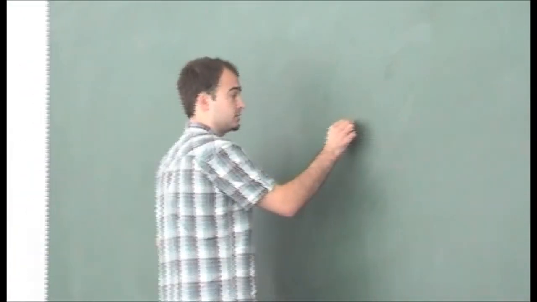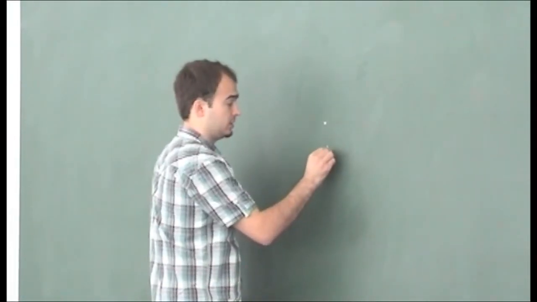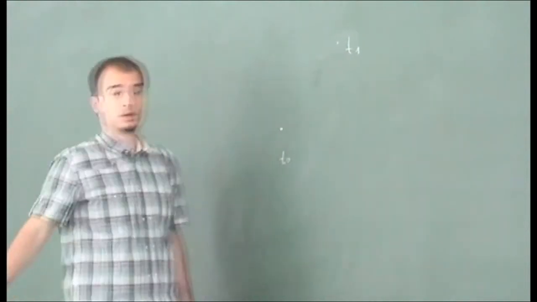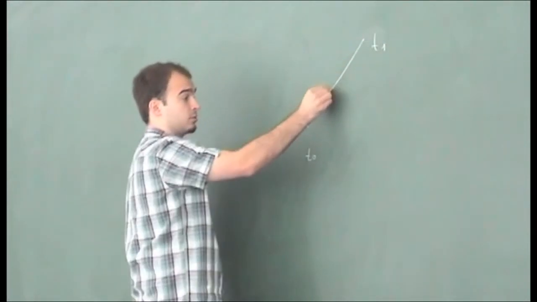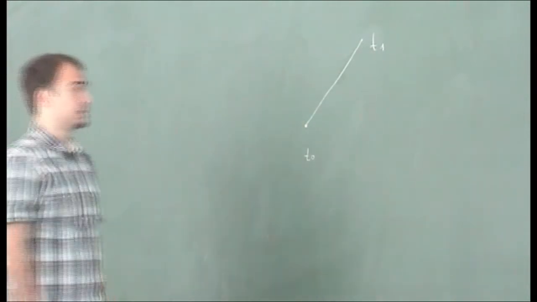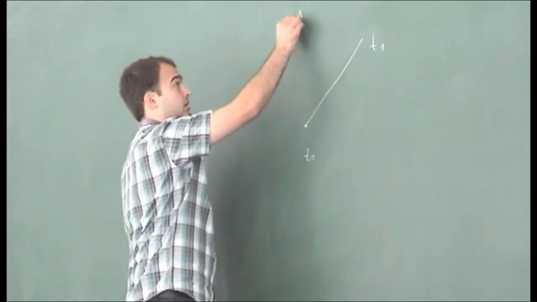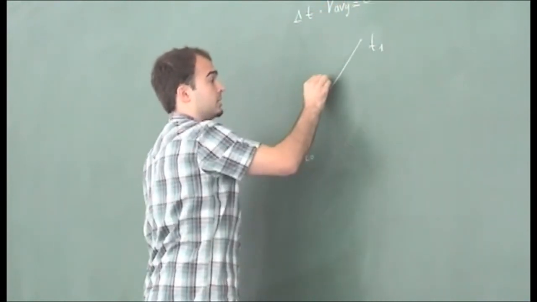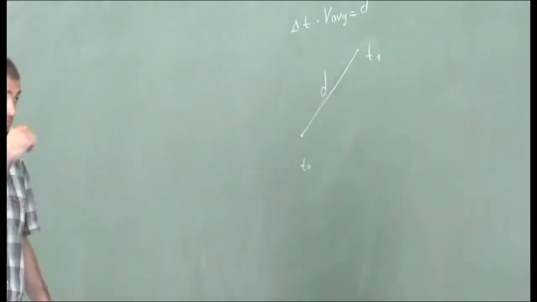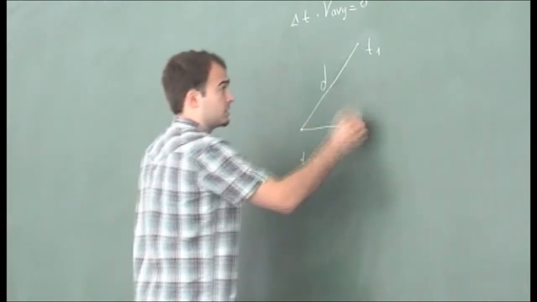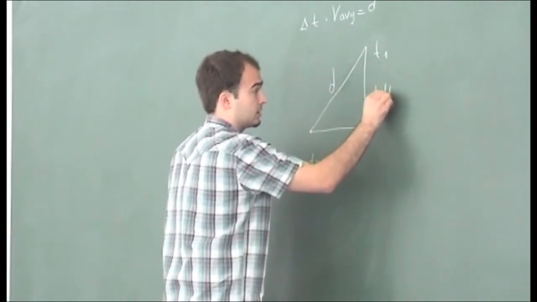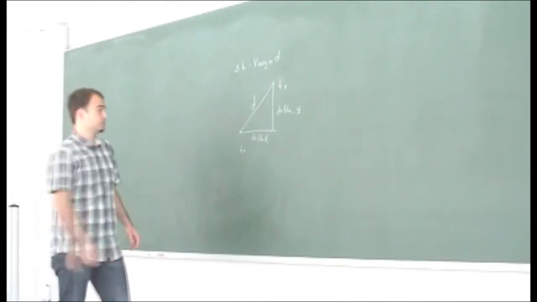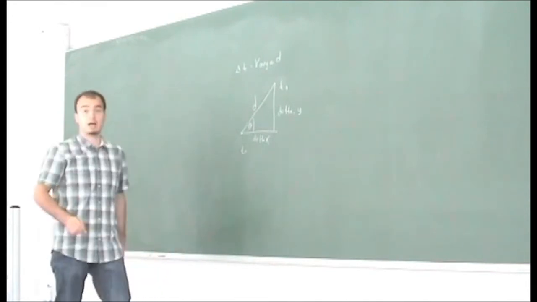So, if this is the starting position of the car at time t0, and imagine now we're at the position here, and this is time t1. What we do is compute the distance between these two timestamps, and that is based on the average speed and the delta t. So we have delta t times v average, and that is equal to d. This is the distance traveled between these two timestamps. And what we need to compute is actually delta y and delta x, and that is computed using this angle theta that is given by the IMU orientation.